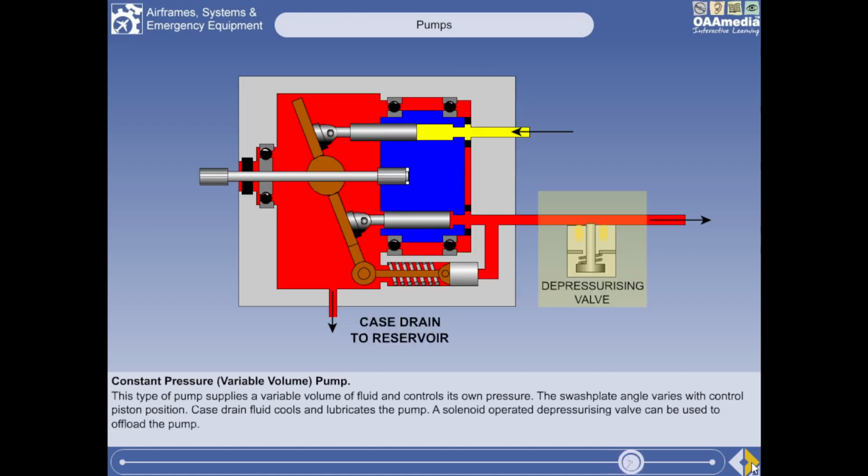On some pumps, a solenoid-operated depressurizing valve, or offload valve, can be used to block delivery to the system and to offload the pump. System pressure is maintained and the pump output falls to below 1000 psi, allowing case drain oil to circulate, lubricating and cooling the pump. This valve is useful in the event of a leak in that part of the system supplied solely by its pump. The solenoid is energized to offload the pump, so in the event of solenoid failure, the pump will continue to operate.